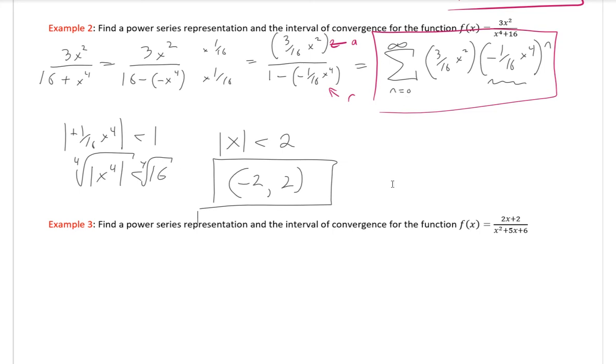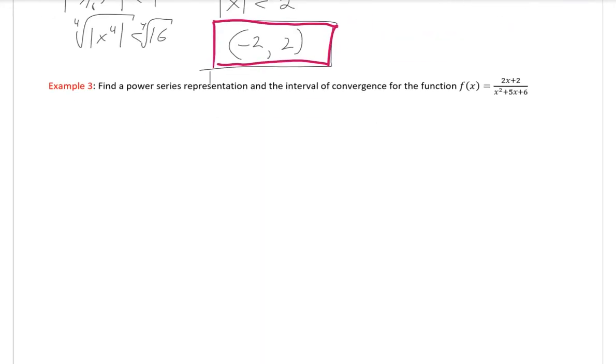Alright, so far so good. The first two have been relatively simple. There's just more algebra manipulation there. And that's how a good amount of them will go. But let's look at some trickier ones. For example, example 3 here.